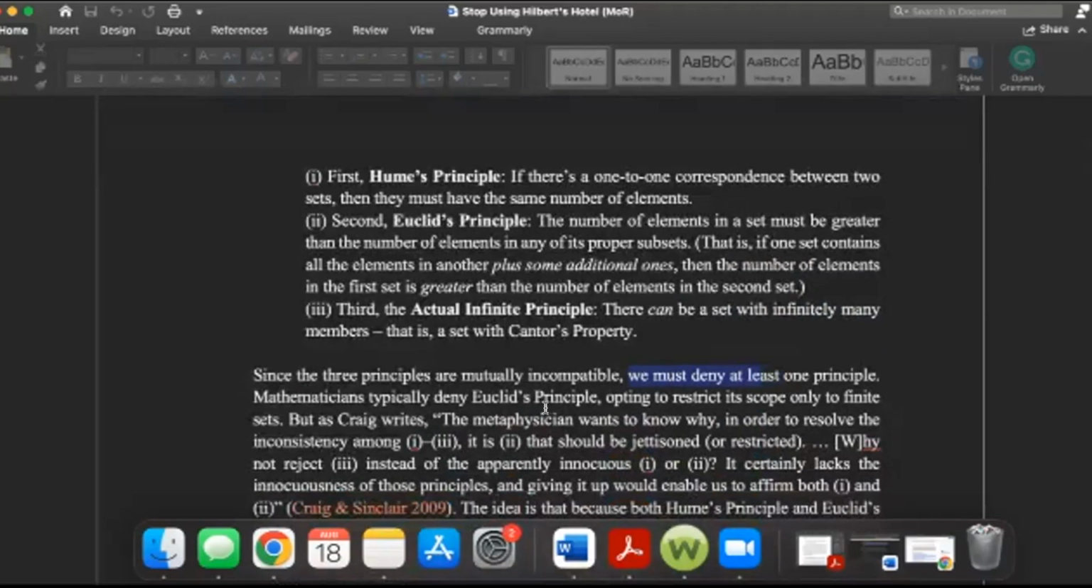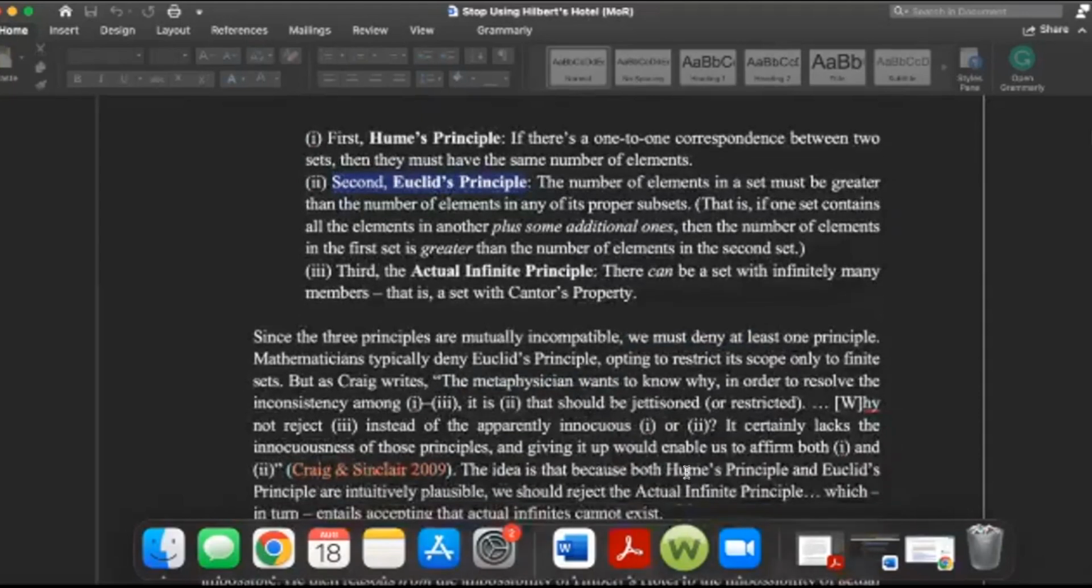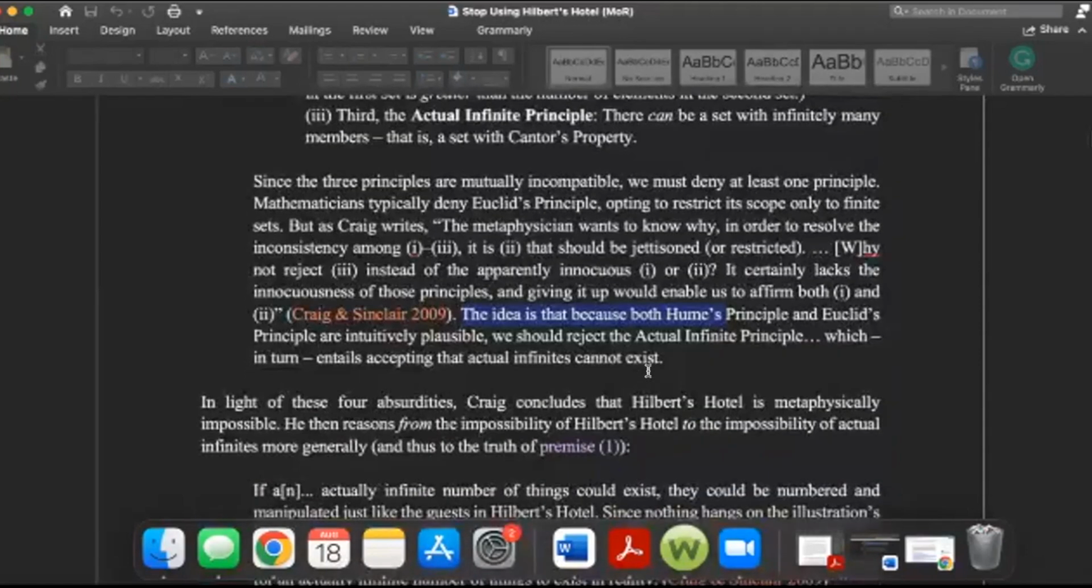Now, mathematicians typically deny Euclid's principle, opting to restrict its scope only to finite sets. But as Craig writes, the metaphysician wants to know why, in order to resolve the inconsistency among 1 through 3, it is 2 that should be jettisoned or restricted. And that's Euclid's principle. Why not reject 3 instead of the apparently innocuous 1 or 2? It certainly lacks the innocuousness of those principles, and giving it up would enable us to affirm both 1 and 2, says Craig. The idea is that because both Hume's principle and Euclid's principle are, by Craig's lights, intuitively plausible, we should reject the actual infinite principle, which in turn entails accepting that actual infinites cannot exist.